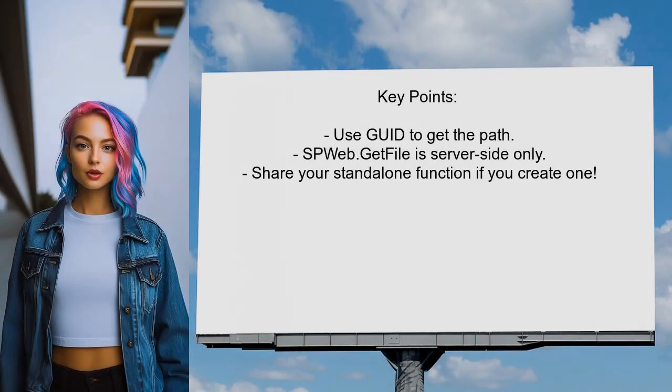The user also mentions that while you can retrieve the path using the GUID, the spweb.getFile function, which could help in getting the SharePoint URL, is only available on the server side. They encourage sharing any standalone function that could return the SharePoint URL from a local OneDrive file path.